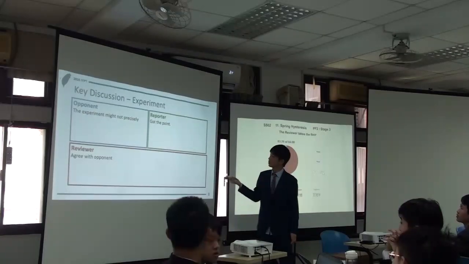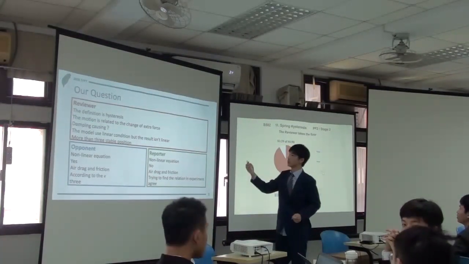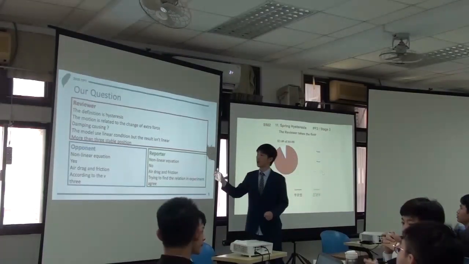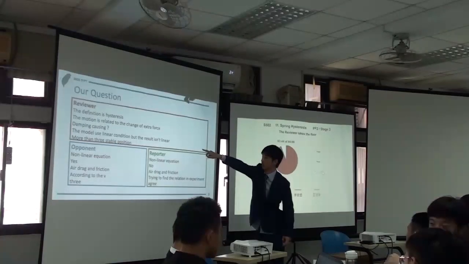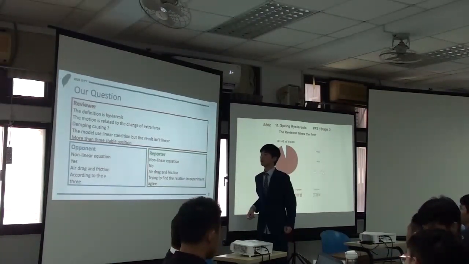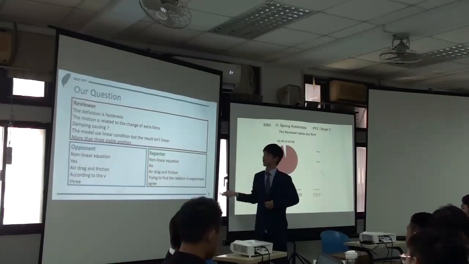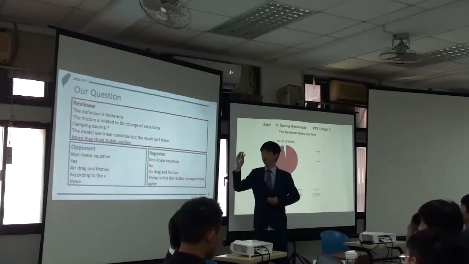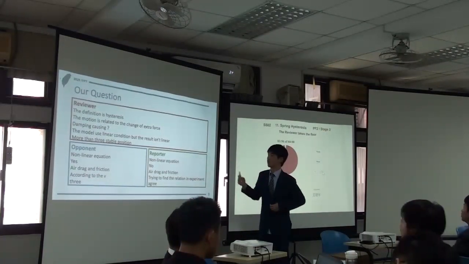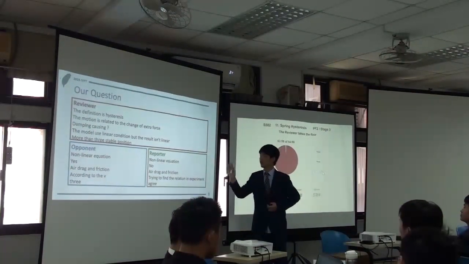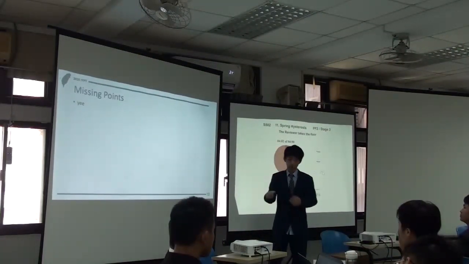Okay, so our questions. The first one is the definition of hysteresis. The opponent says nonlinear constriction. The reporter also says nonlinear constriction. And the reviewer says that the motion is related to the change of extra force. Opponents say yes, reporter says no. And I ask about the cause of damping. Opponent and reporter say air drag and friction. Thank you.